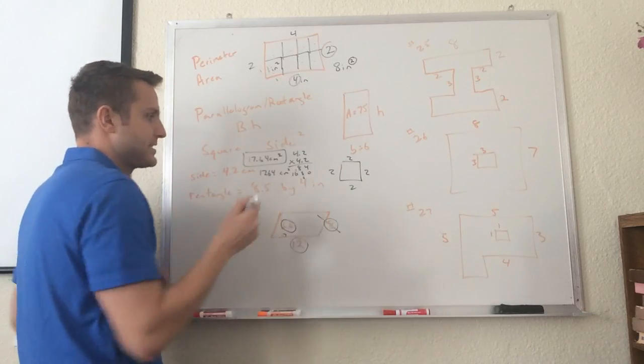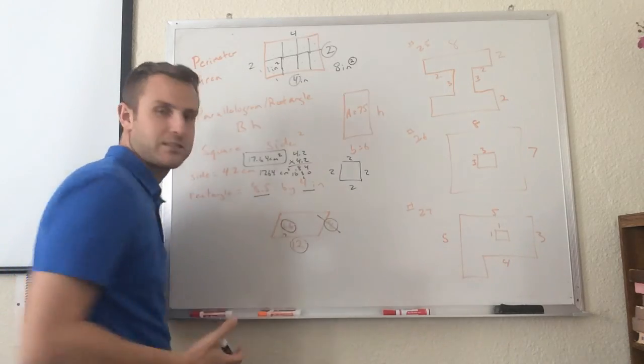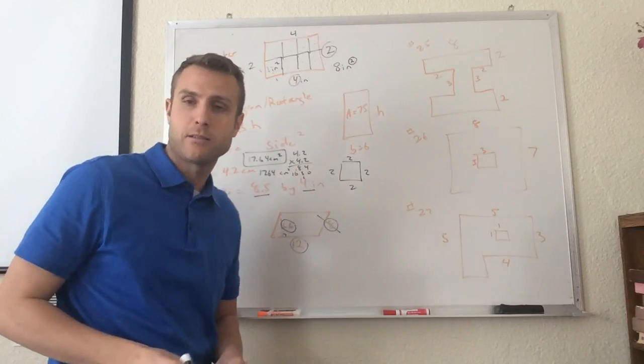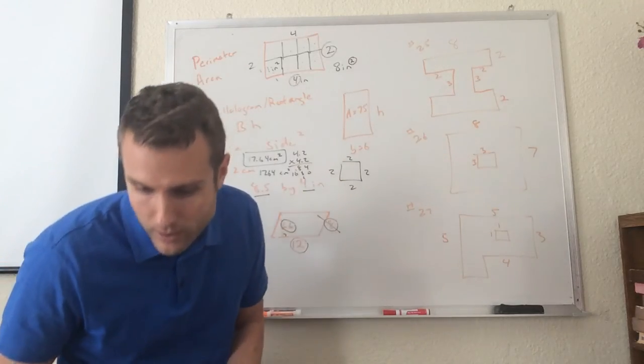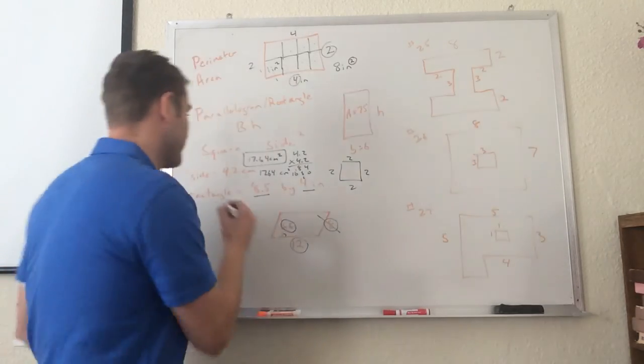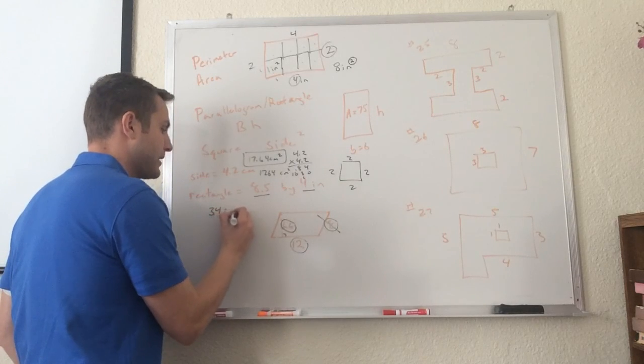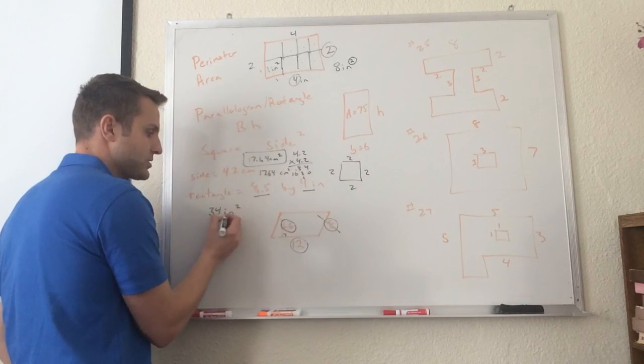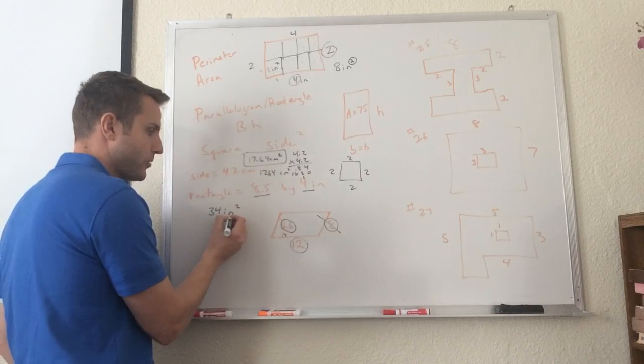Let's say I have a rectangle and it says it's 8.5 by 4 inches. All you have to do is multiply those numbers together. 8.5 times 4, you end up with 34. And again, since it's an area, it's inches squared. Again, the square is on the inches, not on the 34.